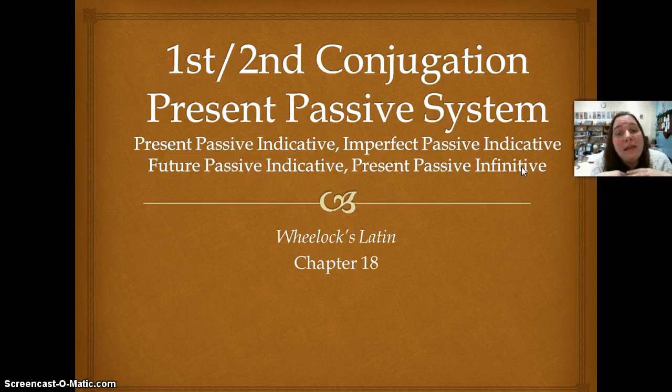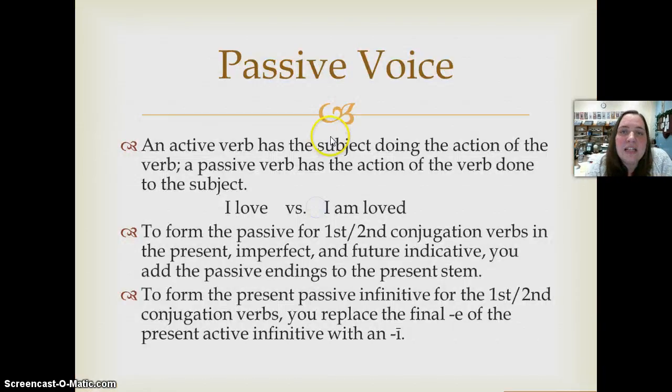Okay, you will need to learn all of these forms for third, third -io, and fourth conjugations as well, but that's going to be a later chapter, so let's not worry about those now. We're going to just follow the present passive system for the first and second conjugation verbs. Okay, so let's talk a little bit about the passive voice. This is the first chapter to introduce the passive voice to you this year.